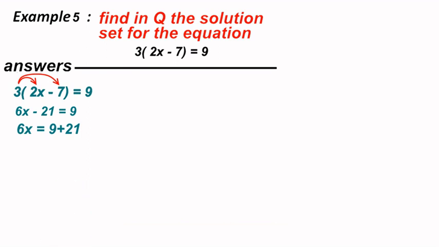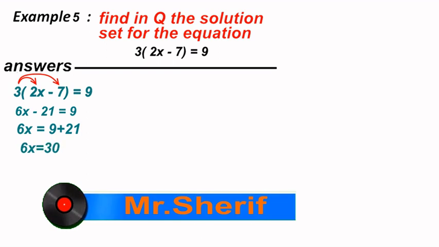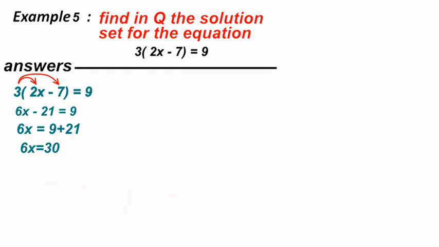Move negative 21 to the other side with a positive sign. 6x equals 9 plus 21. 9 plus 21 equals 30. 6x equals 30. x equals 30 divided by 6. x equals 5. Solution set equals {5}.